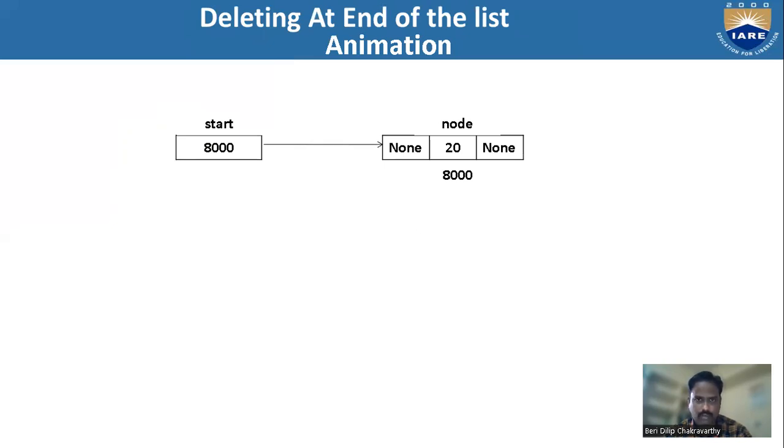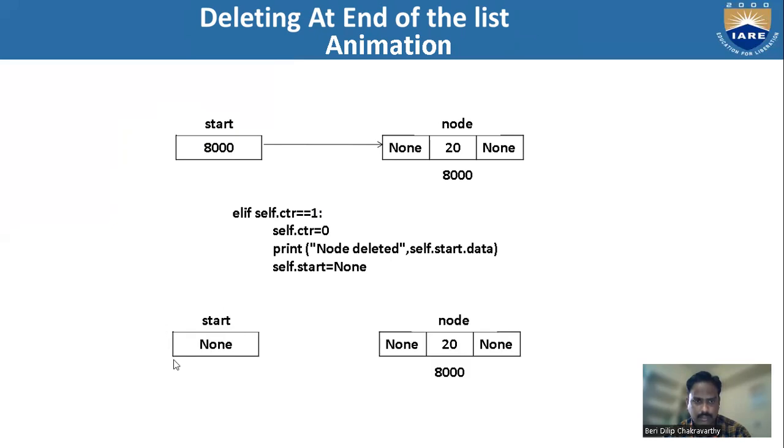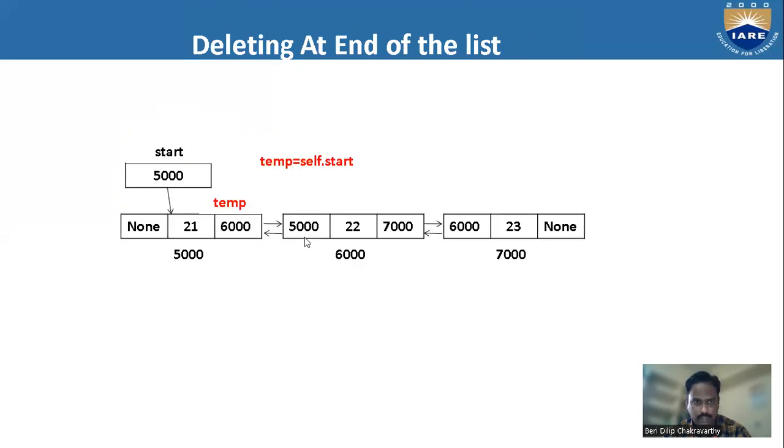If there is only one node in the list, this is as simple as deletion at the front. I will be just deleting this. If I delete this, in place of 8000 I should place none. So I will get it like this, and I just deleted my node. If there are already elements in the list, observe here, there are already elements in the list.